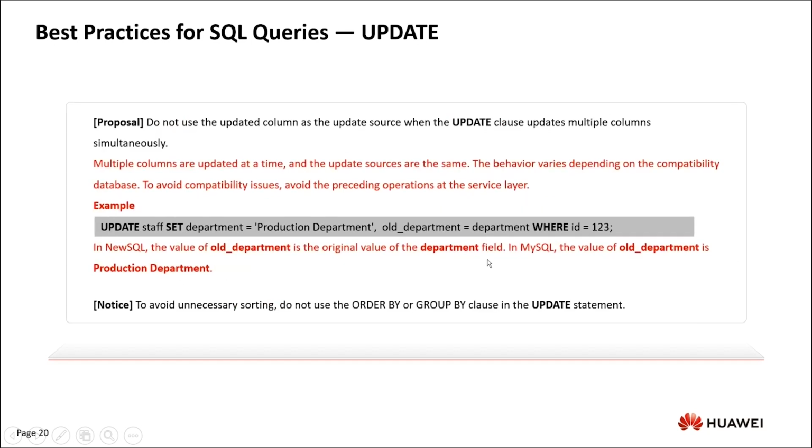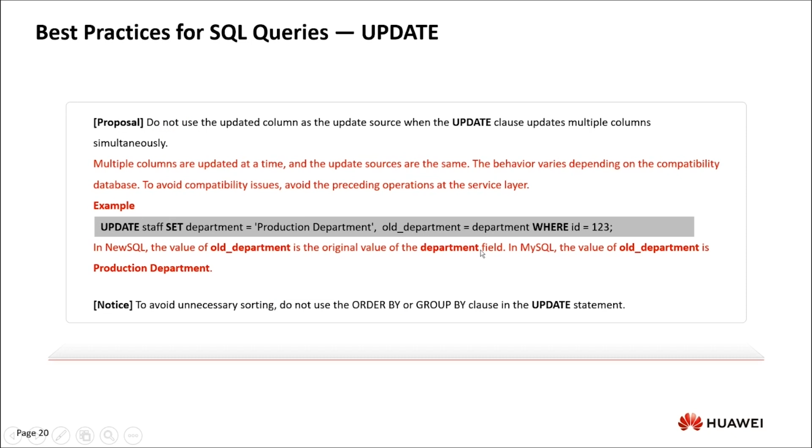And next are some best practices for the update clause. First of all, do not use the updated column as the update source when the update clause updates multiple columns simultaneously. Here is an example of that. In this example, the department column is being updated, and its new value is the production department. It is an updated column here, but it also serves as the update source for another column.